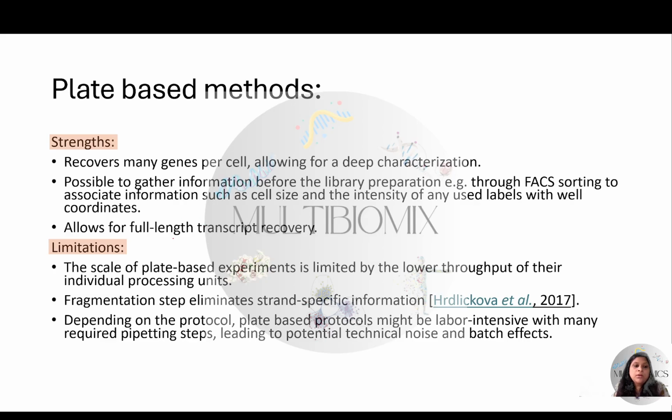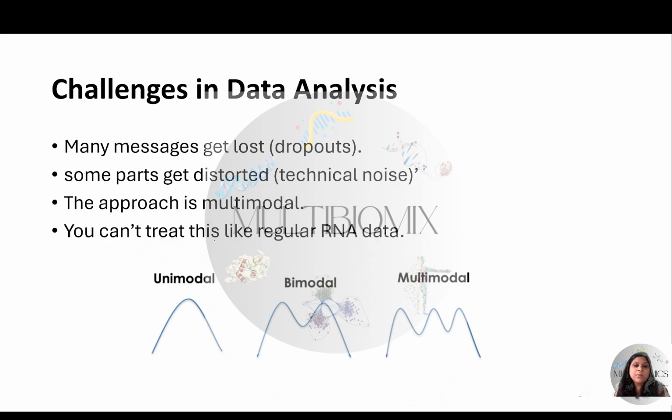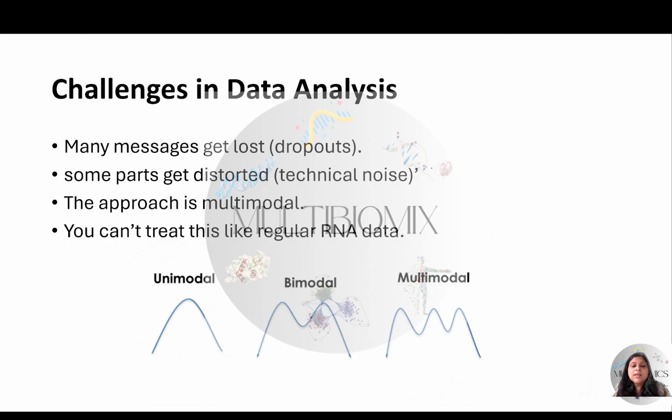Now, you can go and look at the strengths and limitations of plate-based methods. Whatever the method, either fluid-based or plate-based, there are several challenges in the data analysis part, because many signals will get lost, since many of the RNA molecules may get degraded or damaged, or they may not even come out of the cell, right? These are known as dropouts. Then even if you are getting some signals, here most of the signal is lost completely. But some parts get distorted. That means you are getting signals, but they will be noisy signals. So here you're getting noise.